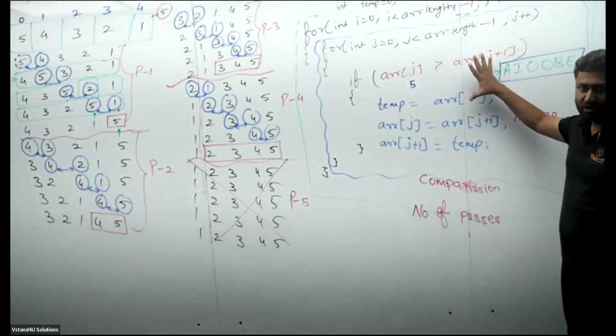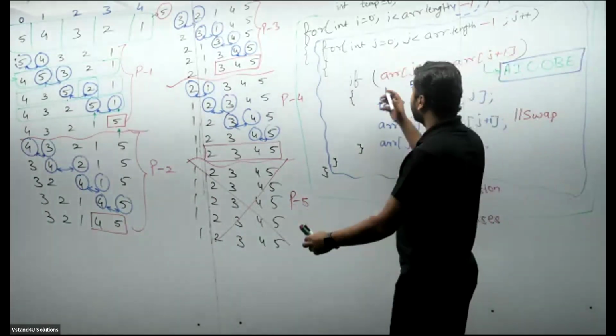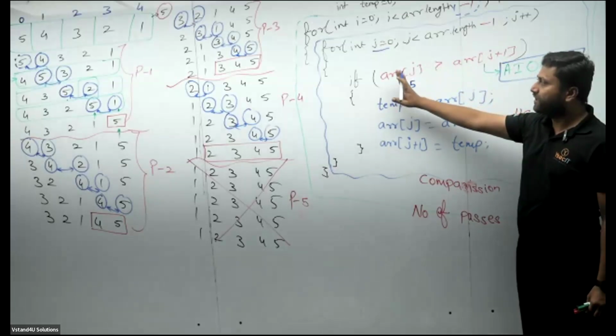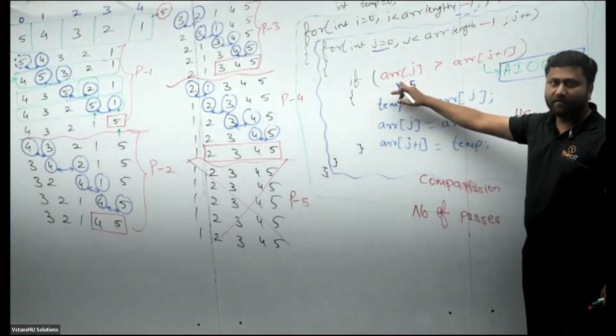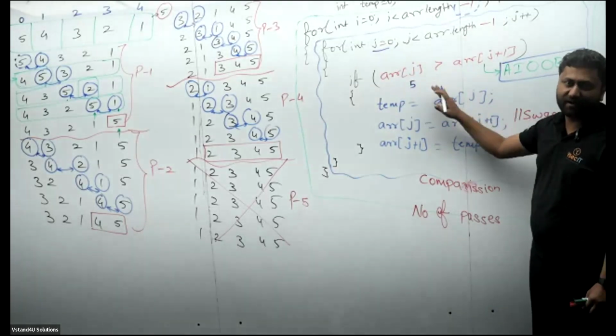First, we wrote the logic of comparison. In comparison, what are we doing? We always start from the 0th index and go while j is less than the length minus 1. In that case, we compare the current element arr[j] with the next element arr[j+1]. If the current element is greater than the next element, then we do the swapping.